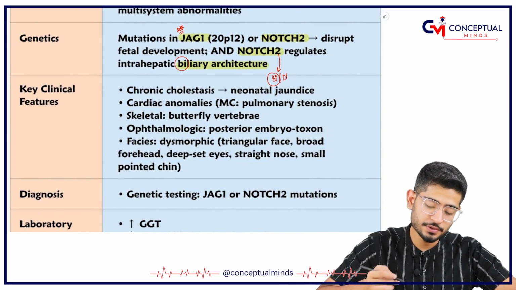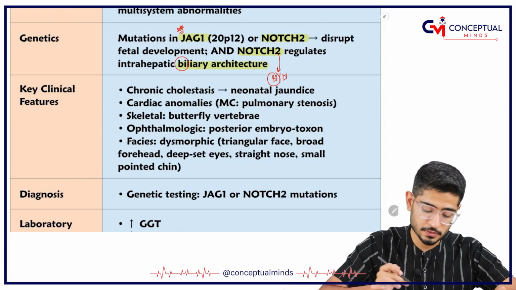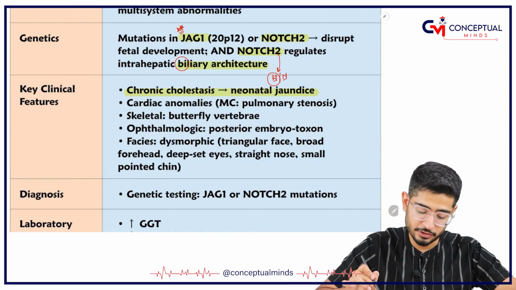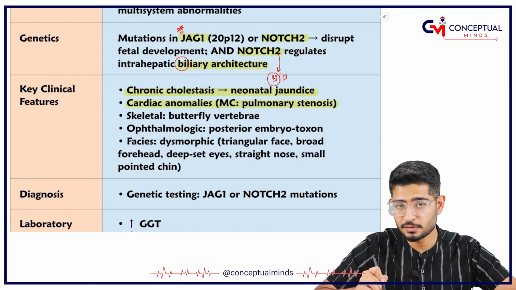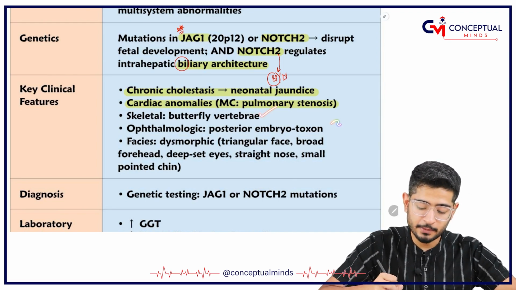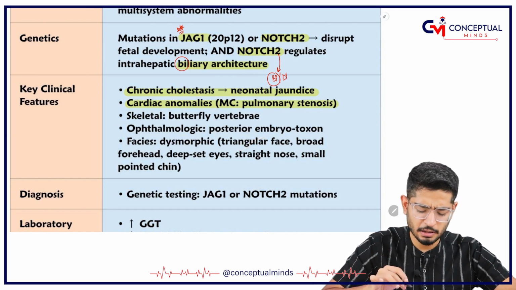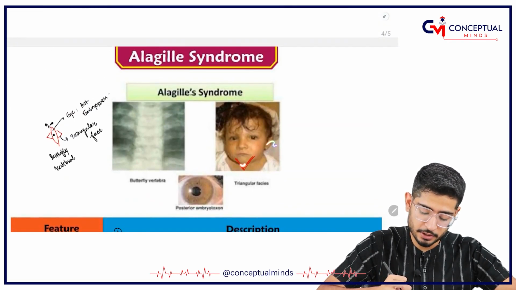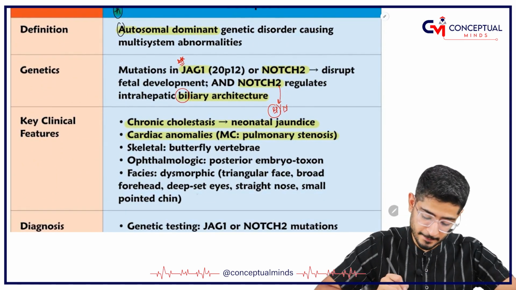Now what does this lead to? The biliary architecture is not formed properly. That's why it is going to have biliary issues like chronic cholestasis, which is responsible for causing neonatal jaundice. Some cardiac abnormalities are going to occur, most commonly pulmonary stenosis. Butterfly vertebra I have already told you. Ophthalmology, that is posterior embryotoxon, I have told you. Facies, triangular facies, that's important. Also deep set ears and a small pointed chin are important.